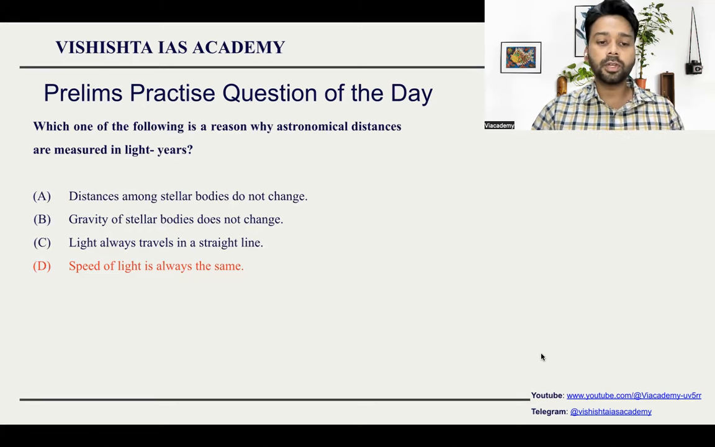Third one, light always travels in a straight line. Even if you have studied the basic NCERT books, you will know that light has wave nature also. So we cannot say that light always travels in a straight line. The only option left is that the speed of light is always the same, which is actually true. So this becomes the answer.